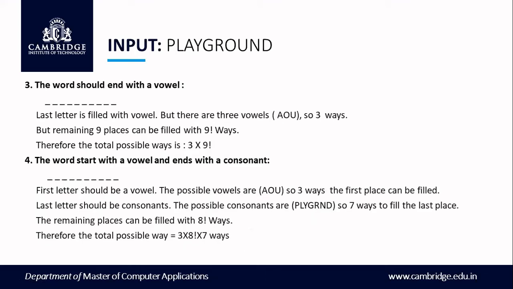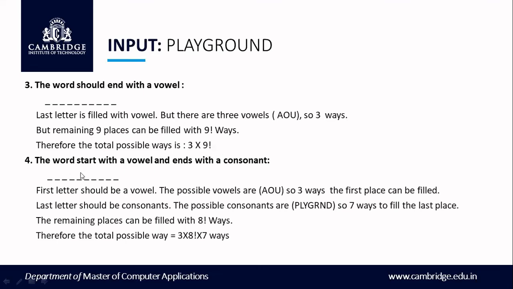The third question is the word should end with a vowel. First, in the input, how many vowels are there? We have to find it out. So the last letter is filled with a vowel, and there are 3 vowels possible, that is A, O, U. So 3 ways are there, but the remaining 9 places can be filled in 9 factorial ways. Therefore, the total possible way is 3 into 9 factorial.